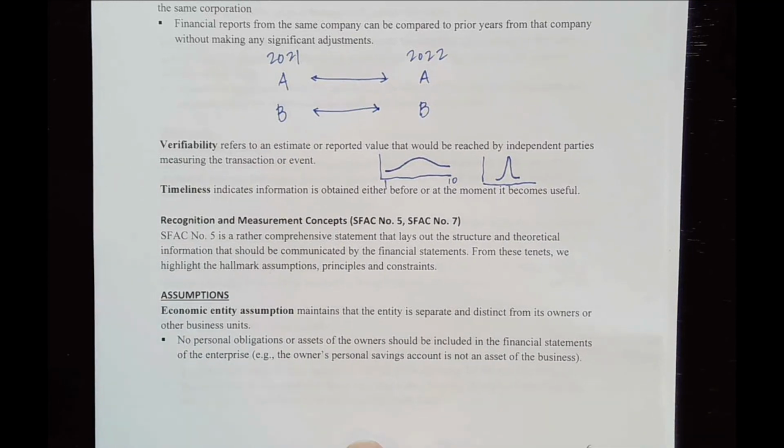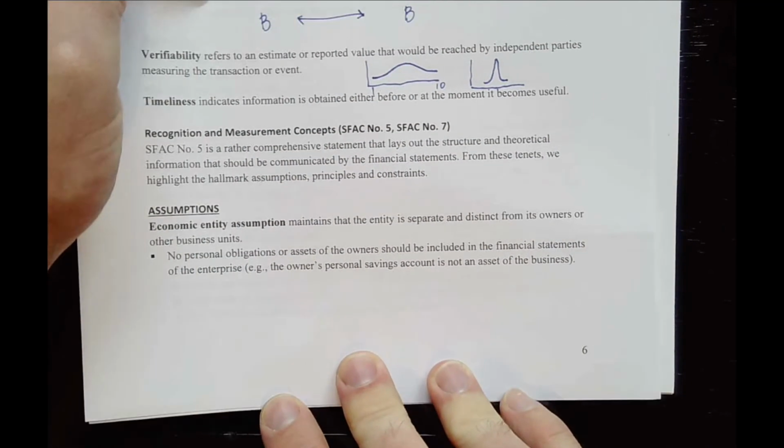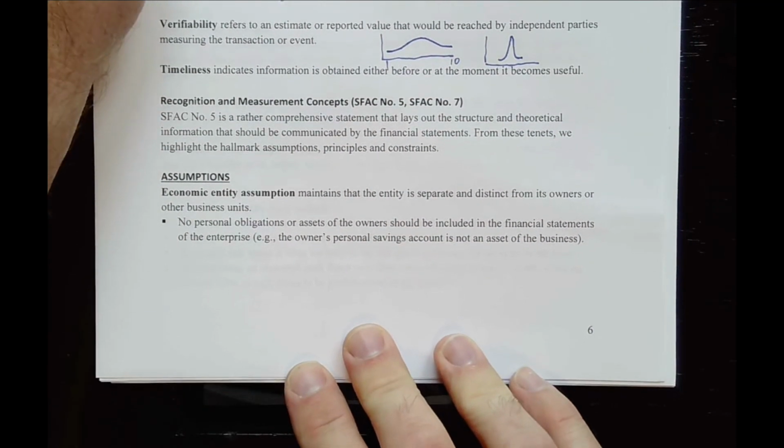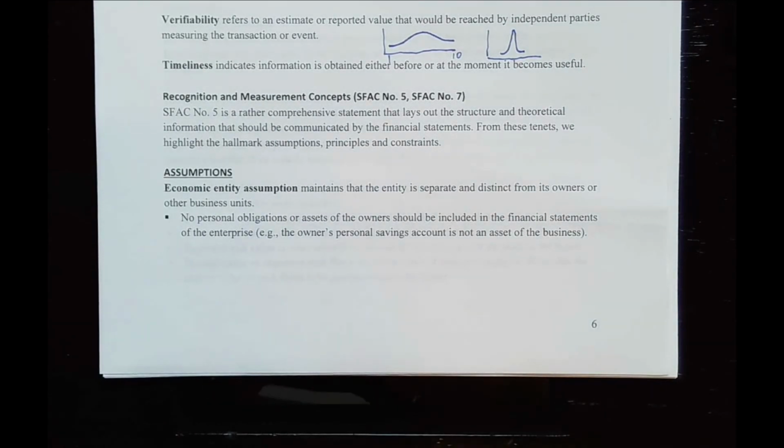Next, we're going to move into an area where we're going to talk about certain assumptions, certain principles, and then constraints. So there are 5 assumptions. I'll back up off that for a second. You'll have assumptions, principles, and constraints.